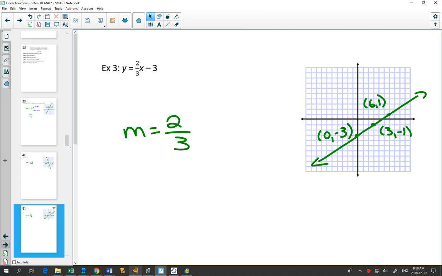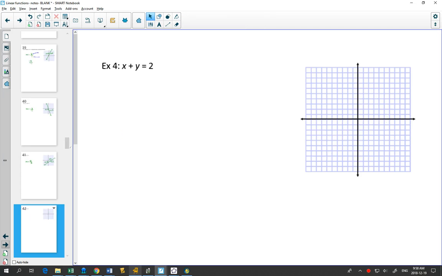Now we have to up the difficulty a bit. x plus y equals 2. What's the problem with this one? It's not in mx plus b form. What would you have to do to get it in mx plus b form? Get y alone. How are we going to get y alone? Right now, the y is having coffee with this x. So what do we have to do? Break them up. Subtract x on both sides.